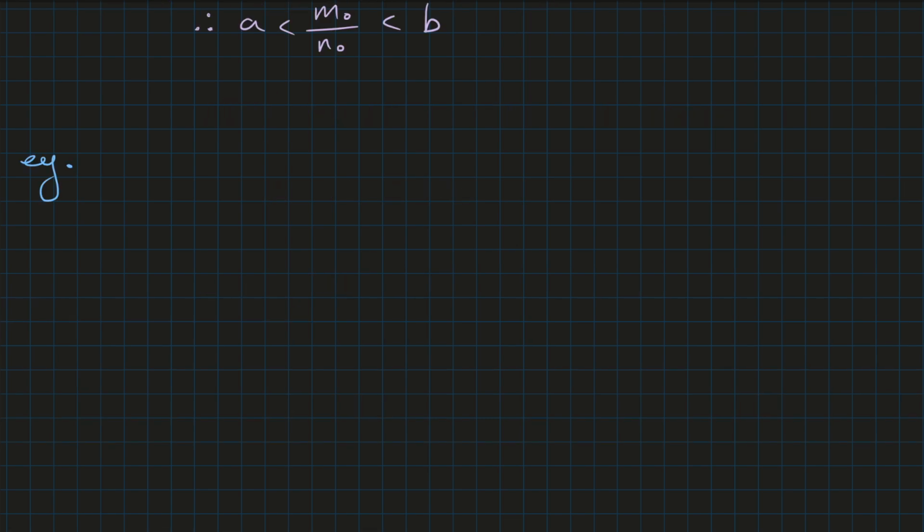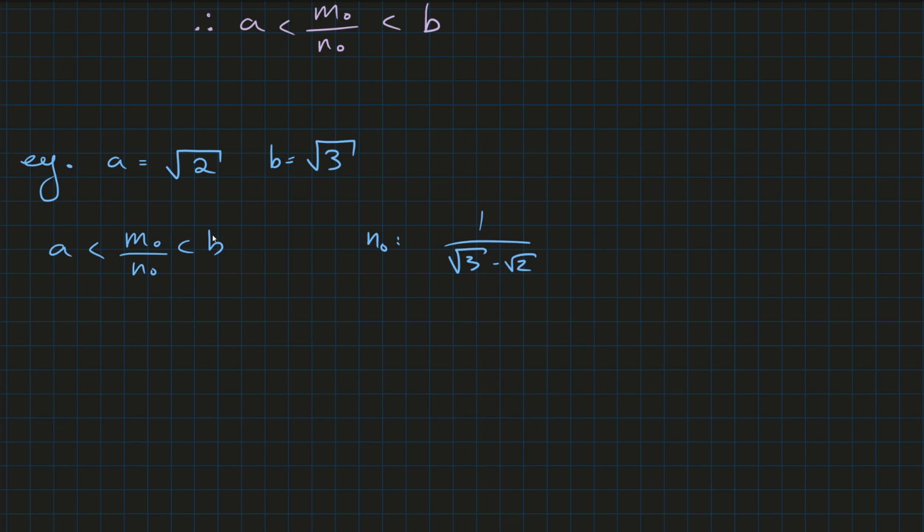Maybe let's look at an example of this in action. So let's say I have the square root of 2 and the square root of 3. Let's say these are my 2 real numbers, and I want to find a rational number that's between them. Okay, well, the procedure goes like this, right? I want to find some m naught over n naught that is between a and b.